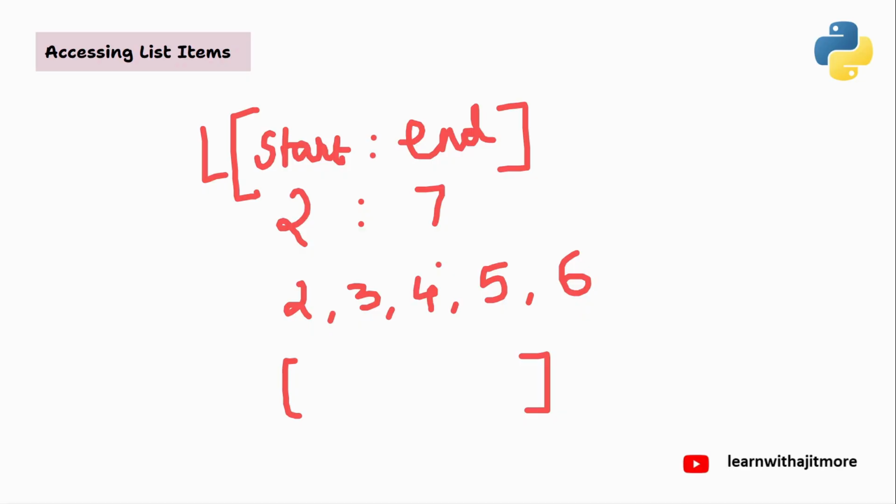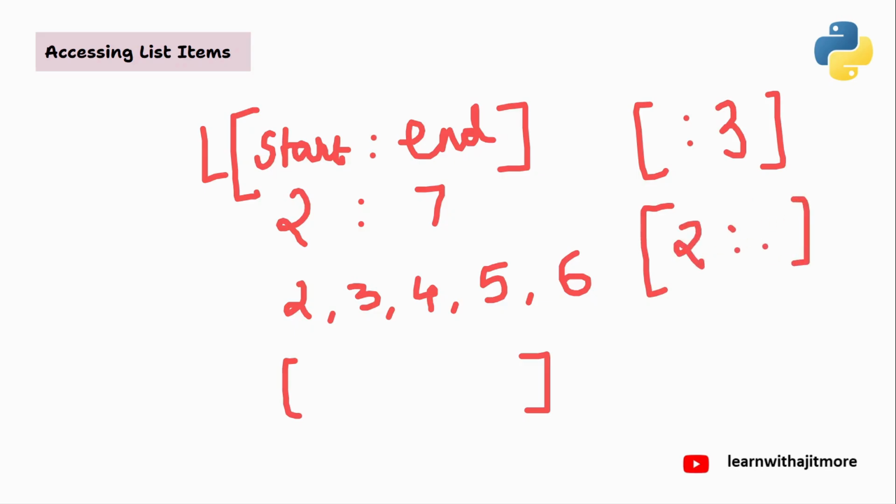I hope you are understanding. Now in this, if you drop start, I have not written start, I have just written :3, then by default it will start from 0, 0 1 2. Now if you give start but not end, you just give start but not end, so it will start from 2 and it will go till the end of the list. From 2 till the end of the list, that it will take. Understanding, guys? So that is also possible.